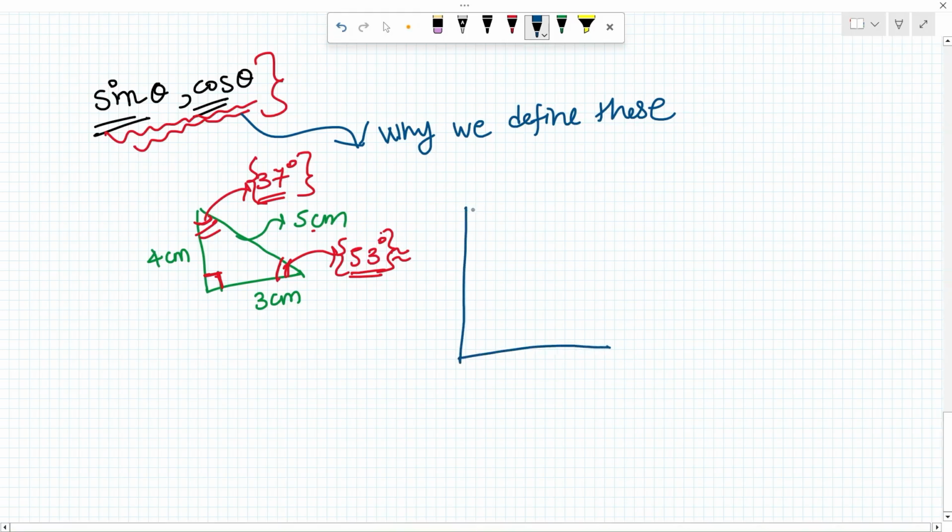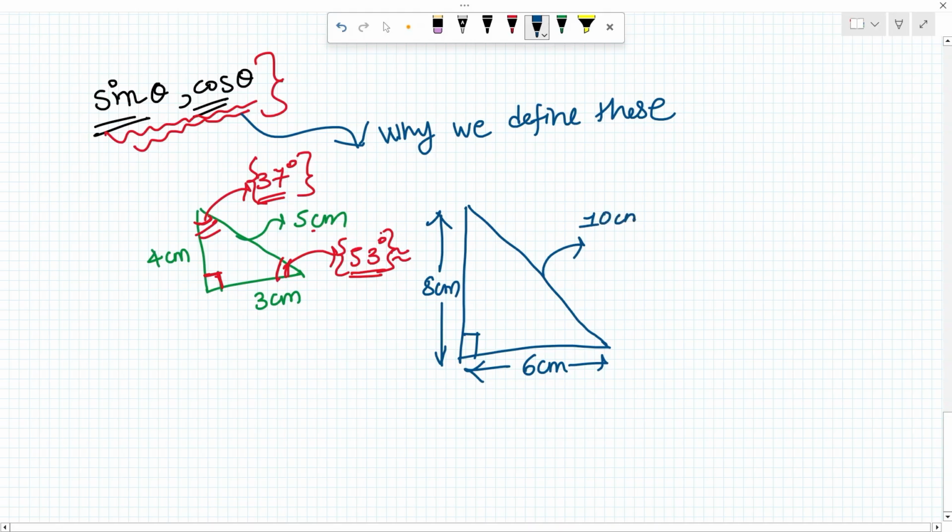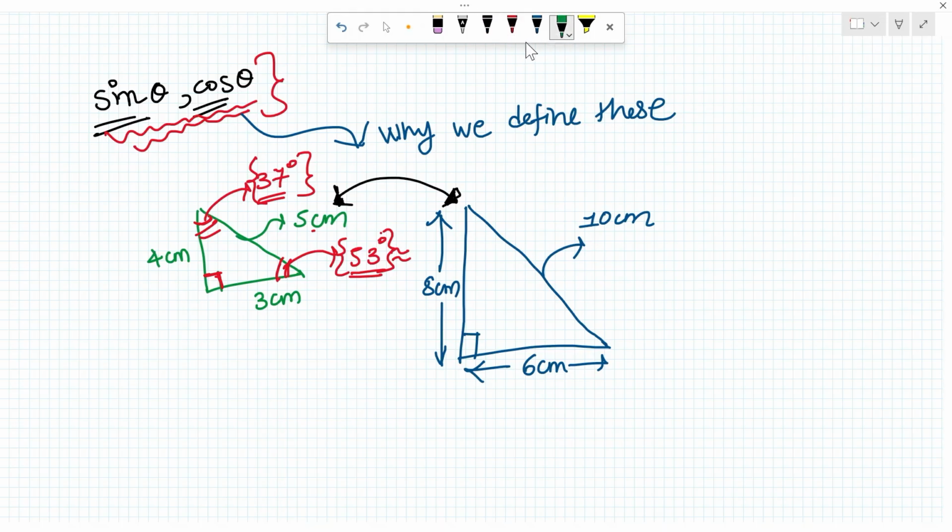I'm going to draw another right angle triangle. The base is going to be 6 centimeters. The height is going to be 8 centimeters this time. And by Pythagoras theorem, you can easily find out that this is 10 centimeters. Do you see some relation between these two triangles? You can pause the video to think about it. Are these just two random right angle triangles, or is there a relation between the two? If you could figure it out, then very good, you are on the right track.